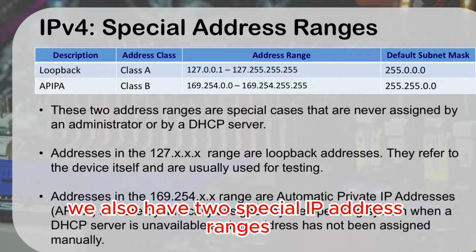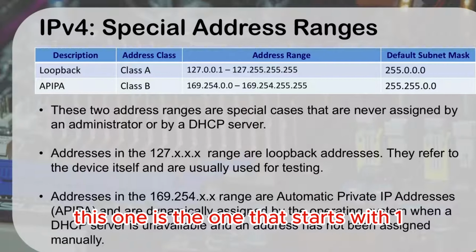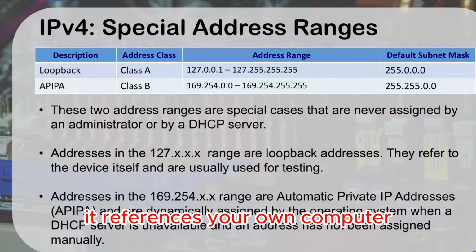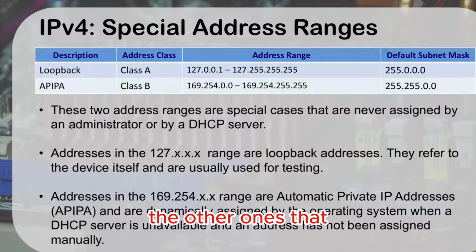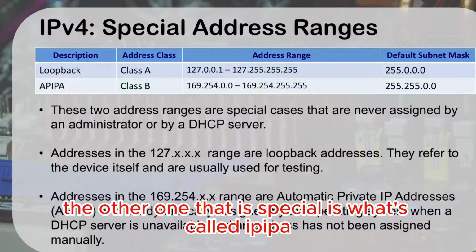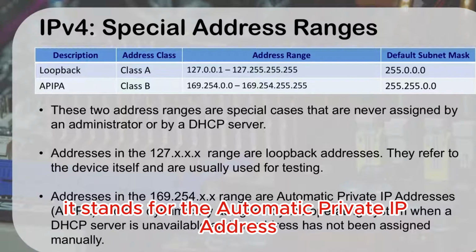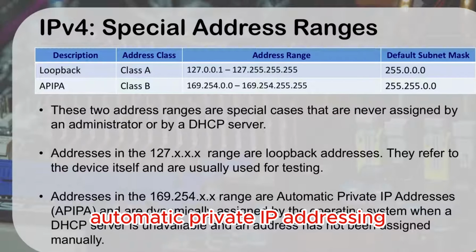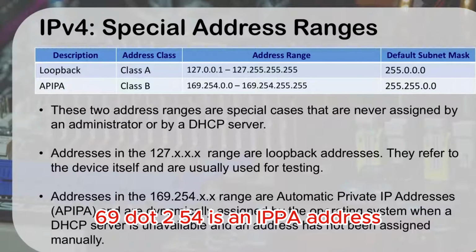We also have two special IP address ranges. We already talked about the loopback one. This one is the one that starts with 127. 127.0.0.1 is the loopback address. It references your own computer and is used for local testing. The other one that is special is what's called IPPA, which is kind of fun to say. It's an acronym inside of an acronym. It stands for Automatic Private IP Addressing. So gotta love acronyms inside of acronyms. And anything that starts with 169.254 is an IPPA address.